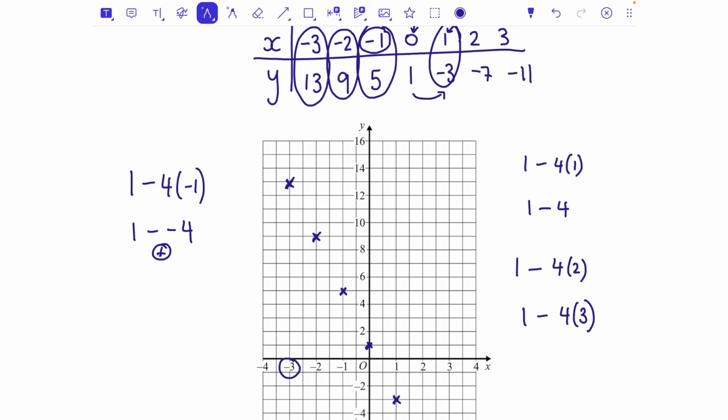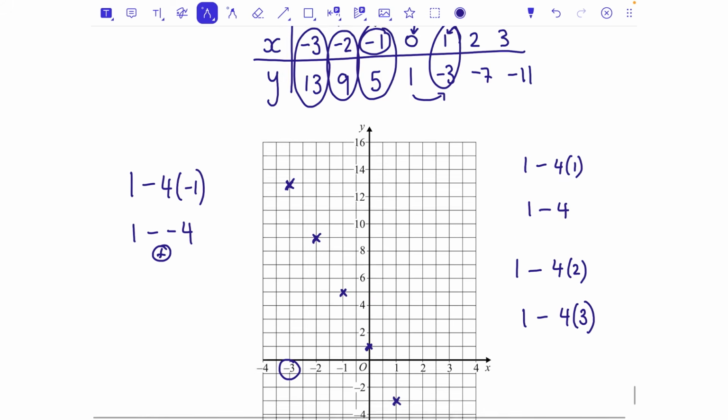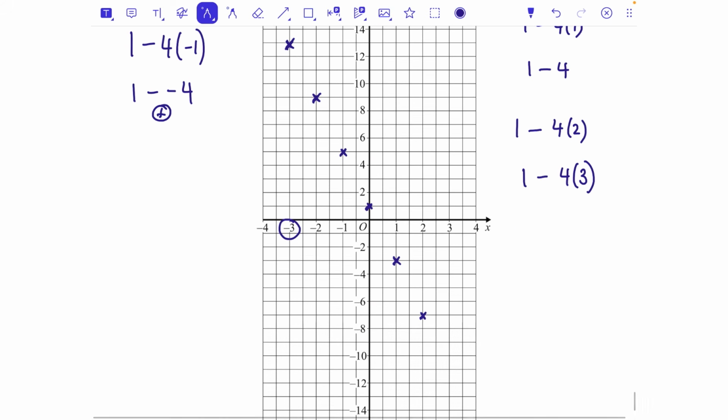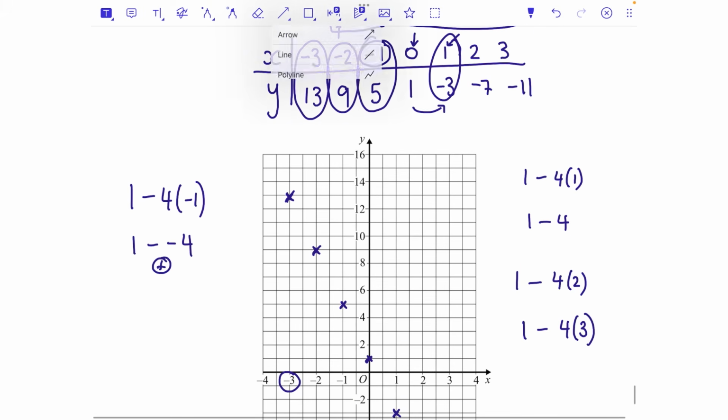And hopefully you can see this is forming a nice straight line. And then 2, minus 7, which is there. And the last one, so 3, minus 11. Like that. And then because we're drawing a line, we're going to join them all up with a ruler.